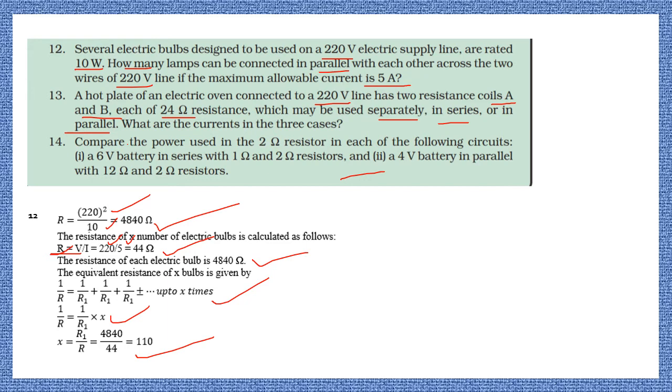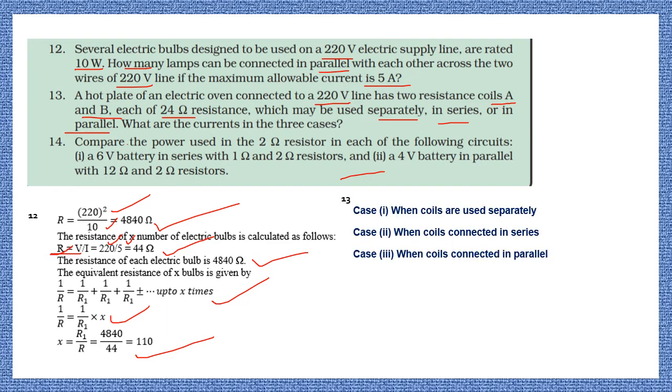You have two resistances 24 ohm and 24 ohm, and there are three cases: once separately, once in series and once in parallel, and you have to find out the current. चलो find करते हैं. See, first case क्या है? जब coils separate हैं, second case जब coil series में है, और third case जब coil parallel में है. अब how to find out the value of I की find करनी है. तो formula of I क्या होता है? V is equal to IR.